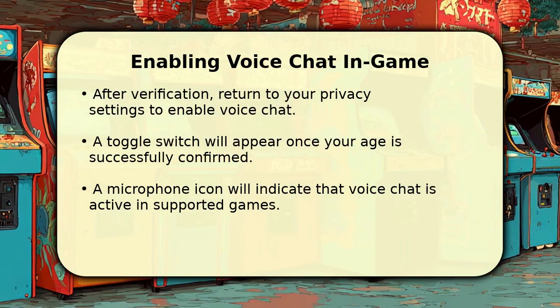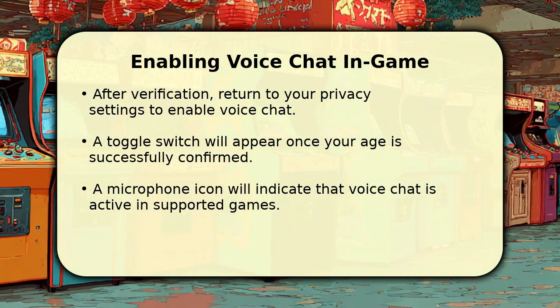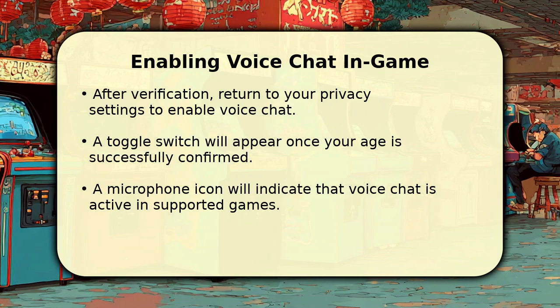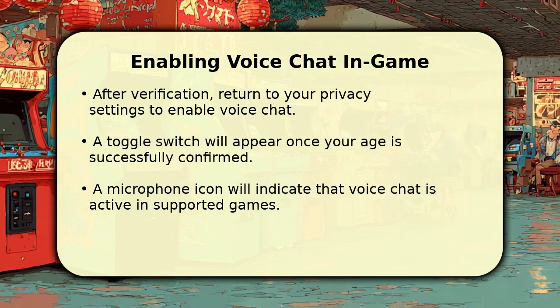Once your age is successfully verified, return to your Roblox privacy settings. You will now see a new toggle option labeled Enable Voice Chat. Simply switch this toggle to the on position to activate the feature.